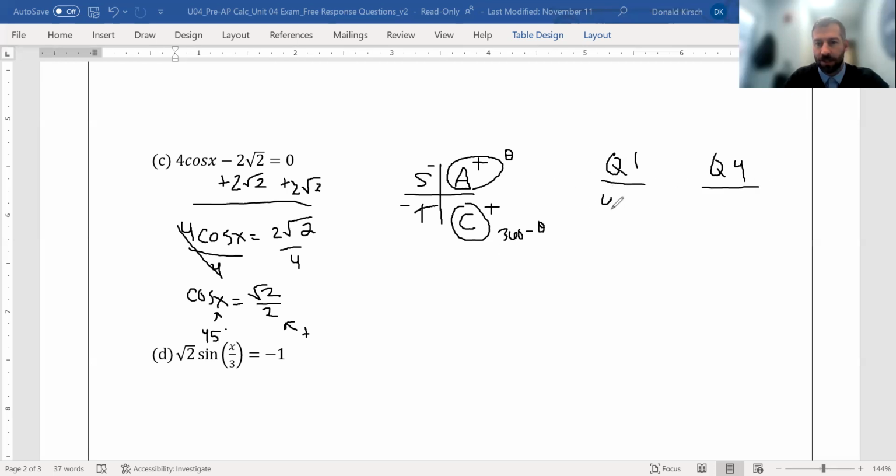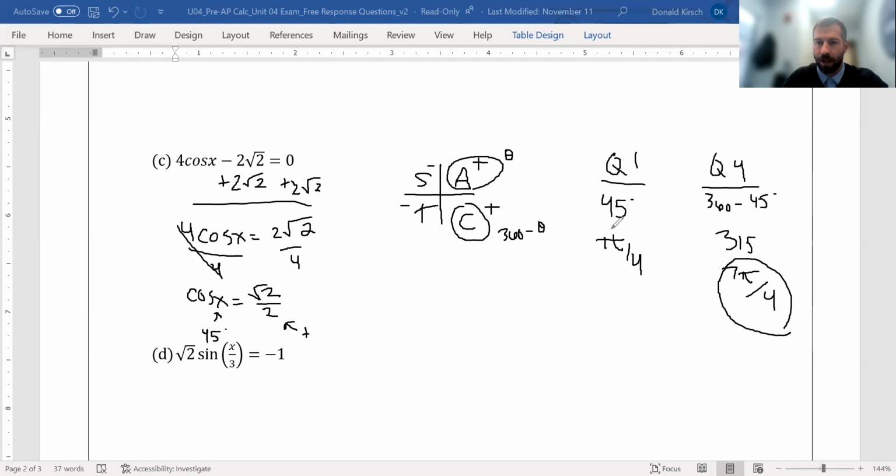Quadrant 1 becomes easy, that just is the angle, 45 degrees. We got that from our reference right away, pi over 4. Quadrant 4, we're going to subtract 45 from 360, and we get 315. Well, how many 45s does that take? 7. So 7 pi over 4.